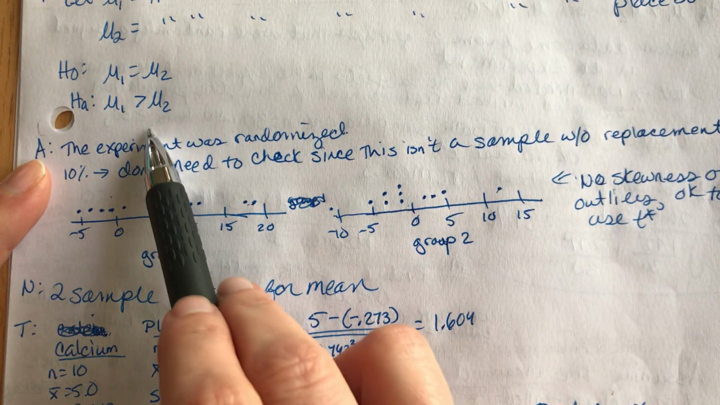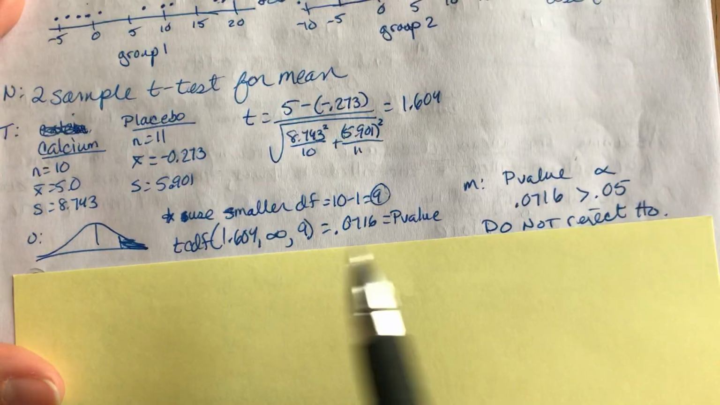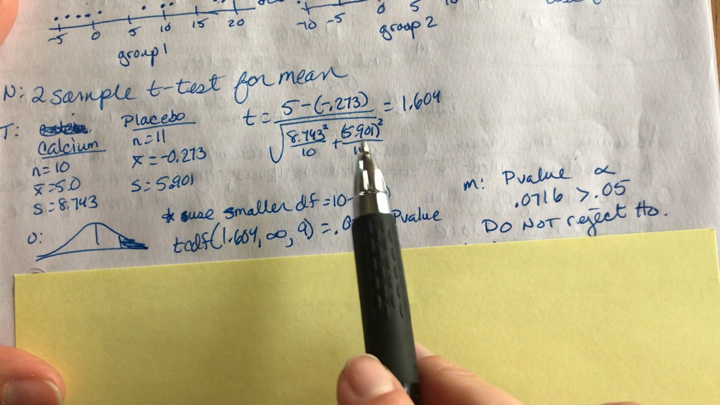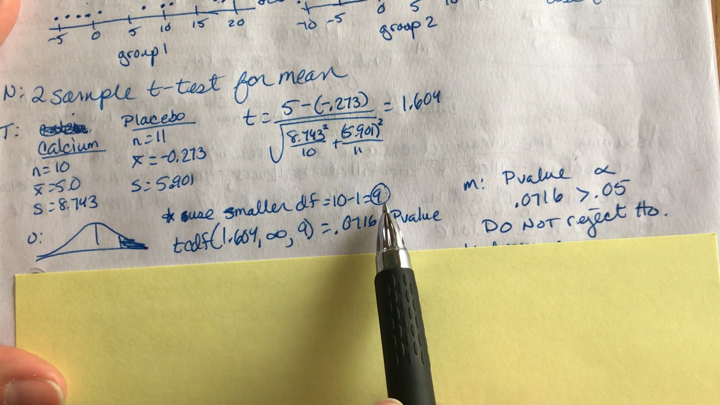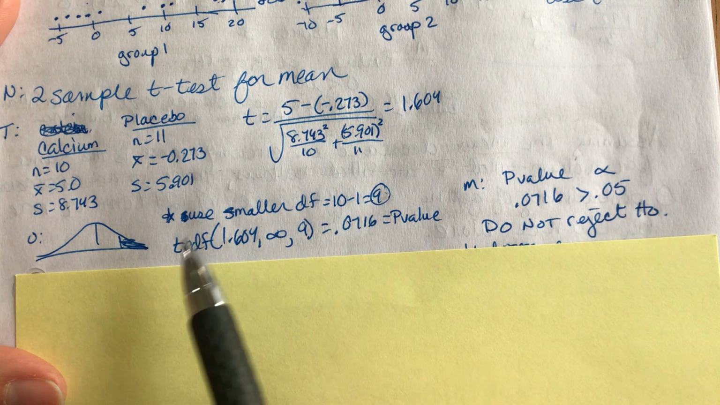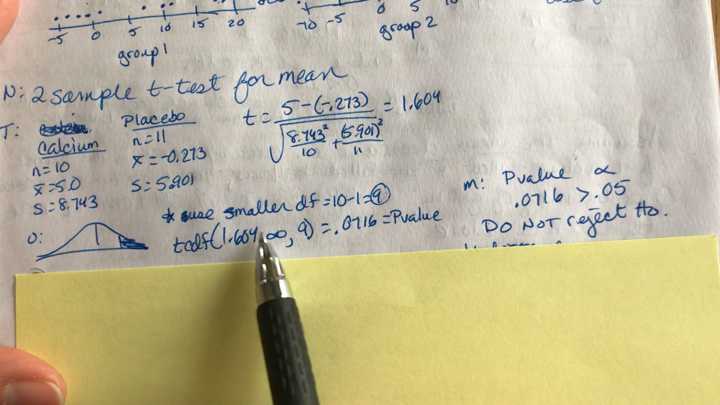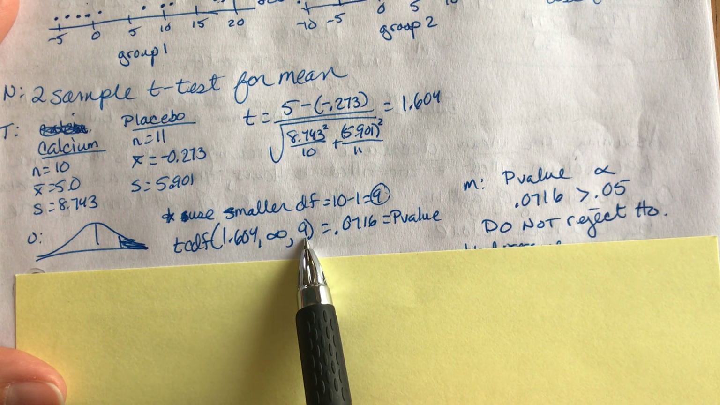When you find your p-value, all right, this is a right-tailed test because our alternate hypothesis was a greater than value. I put a little star. Be sure to use the smaller. So since 10 is the smaller sample size, that means 9 is the degrees of freedom we want. We're going to have tcdf, right-tailed test, so 1.604 to infinity, degrees of freedom 9.